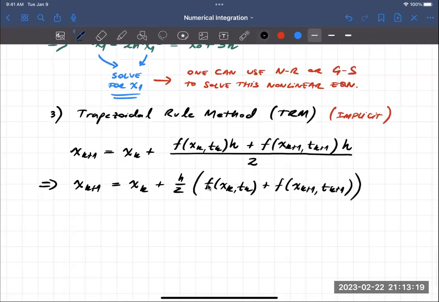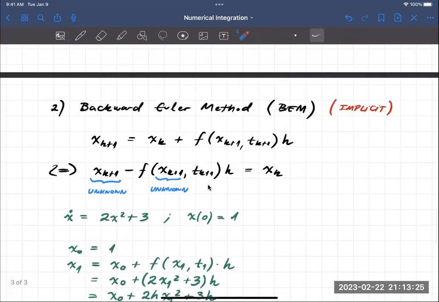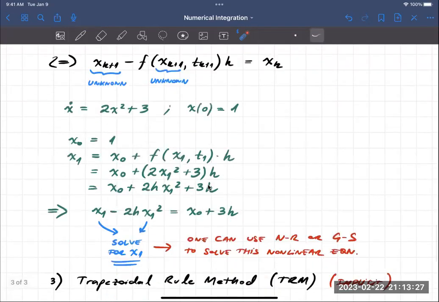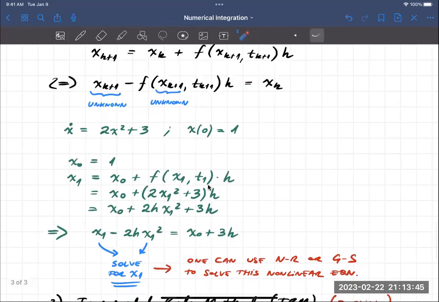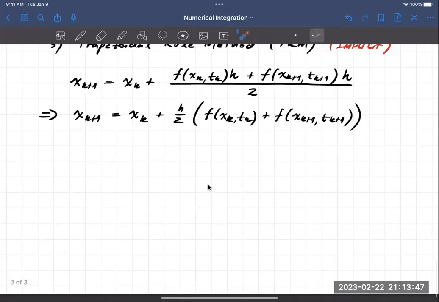And this one, just as we said, is an implicit method. Just like the backward Euler method, we have to somehow put this term, which is a function of x of k plus 1, to our left hand side and solve for this one, right? Solve for this one. So the same thing we have to do here.